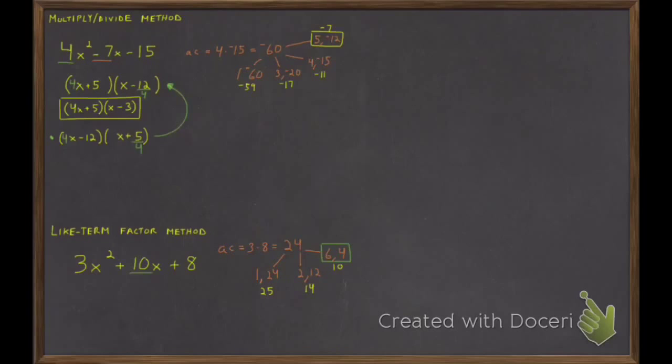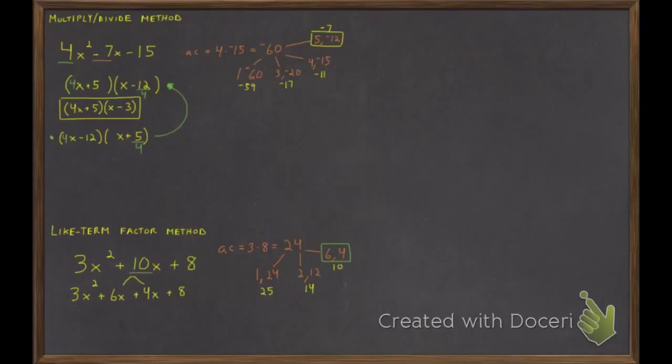Alright? So this is the like term factor method. We want to break up that 10x into its factors. So there's two factors, and we're breaking up that 10x into plus 6x and plus 4x plus 8. See what we did there? We took that 10x and we broke it up into its factors.